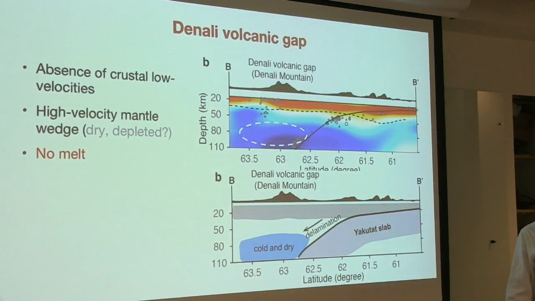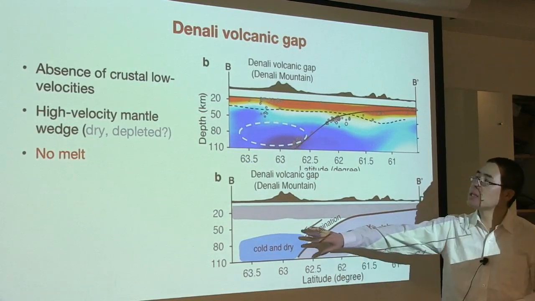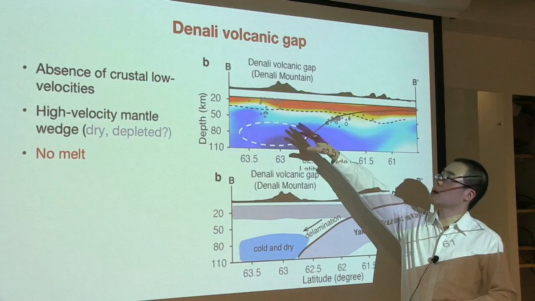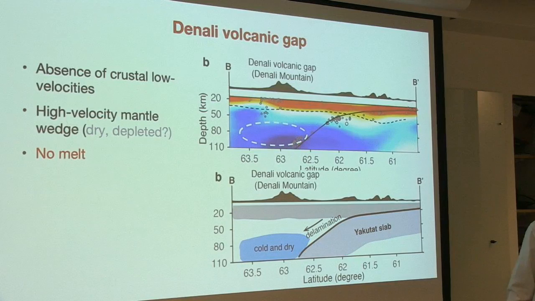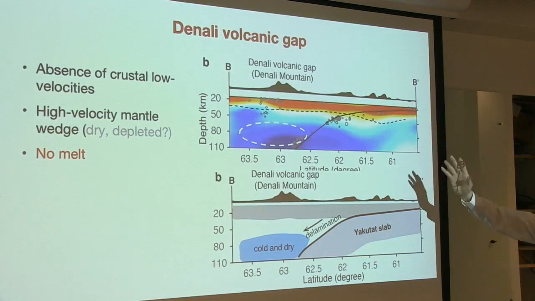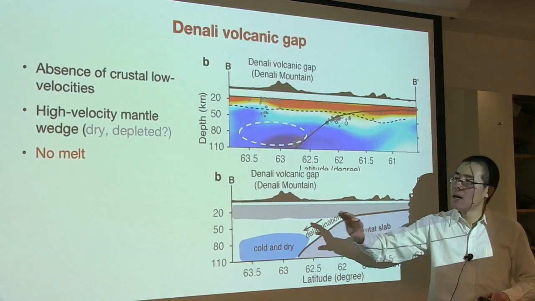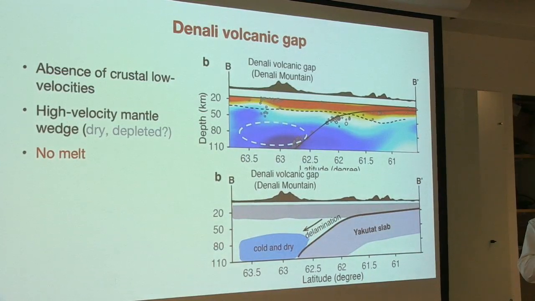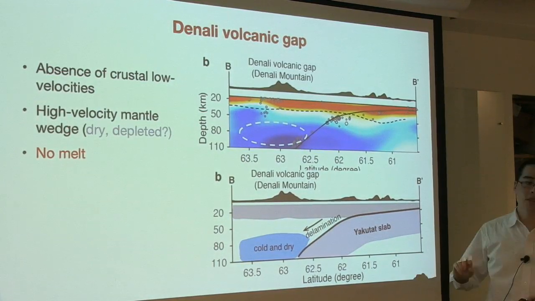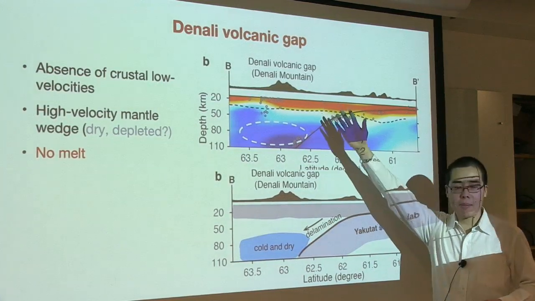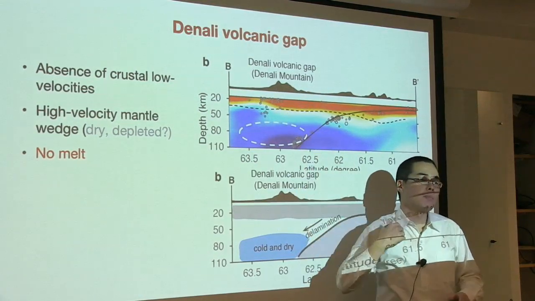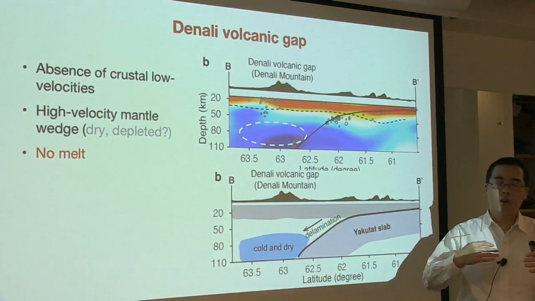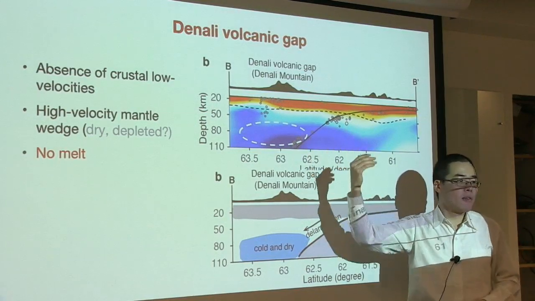But at least what we can see is there's no melt in the mantle wedge. No melt in the crust as well. The crust is not showing us a very low velocity. So the combination of no melt in the crust and in the mantle wedge explains the absence of volcanic activity in this region. But we have a very high mountain here. This mountain is not a volcano. It is due to the compression, or compressional force, related to the Denali fault.